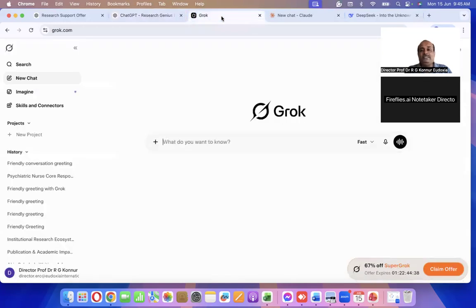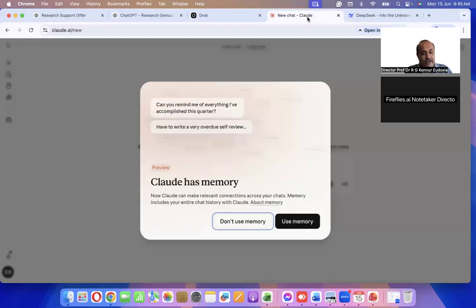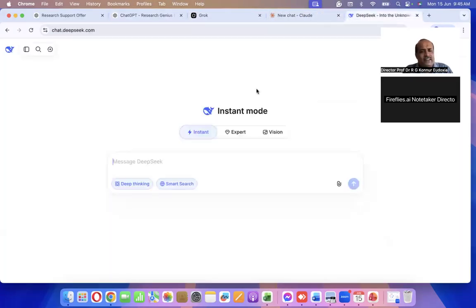Next is Grok. Grok also you can use, it is a very good tool. Then Claude you can use, then DeepSeek, then other tools like Paperpal, Scite, and Consensus also you can use for operationalizing the terms. With this, I end today.